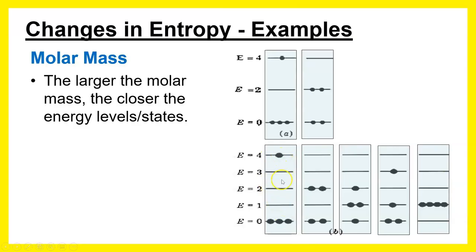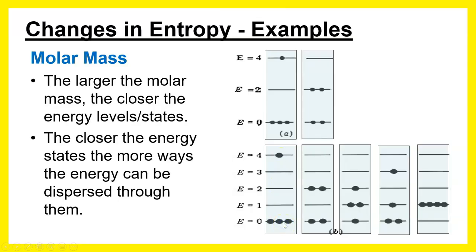The closer together your energy levels, the more options you have to disperse throughout them. So on the small one, maybe there's only two ways that it can happen. Maybe the energetics only allow two combinations. But when our energy levels are so close together, maybe I can have 5. So the larger molar mass thing has more choices, more microstate arrangements within those energy levels, within those energy states. All right.